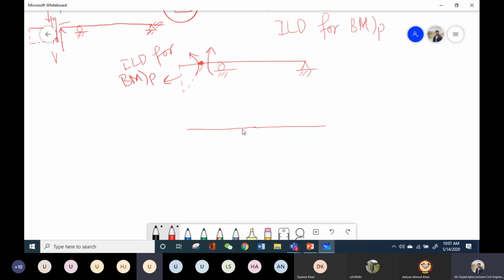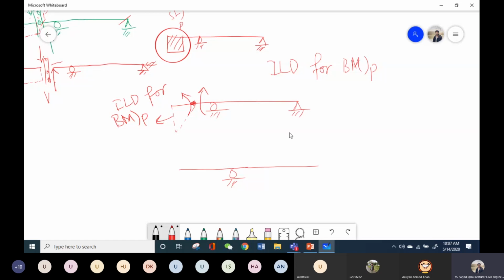No sir, I didn't understand this. Let's say I have this beam and I want to plot the deflected shape due to bending moment at point P. What will I do? I will cut this beam into two parts at point P and I will apply this type of bending moment at this point P.